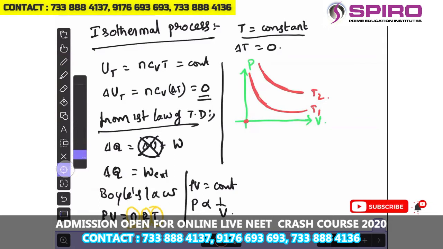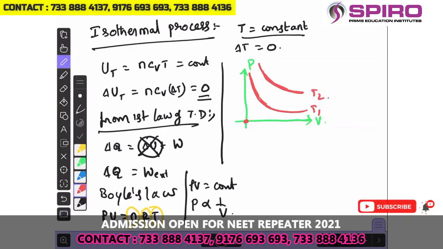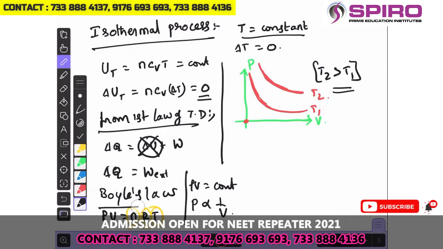Whatever the process is farther from the origin, that particular temperature is said to be larger. So from this graph, you can understand that T2 is greater than T1, right? The higher temperature isotherm will be farther away from the origin. That is the isothermal process. In the isothermal process, you can also say PV equals constant, according to the ideal gas equation, and P is inversely proportional to volume.